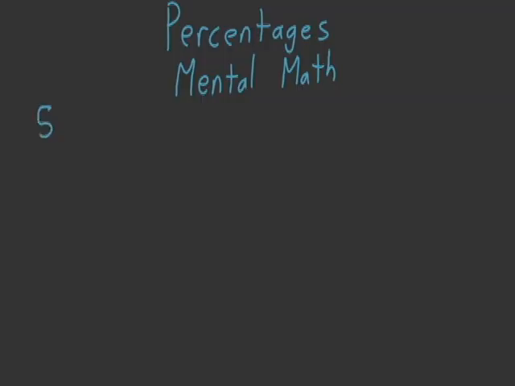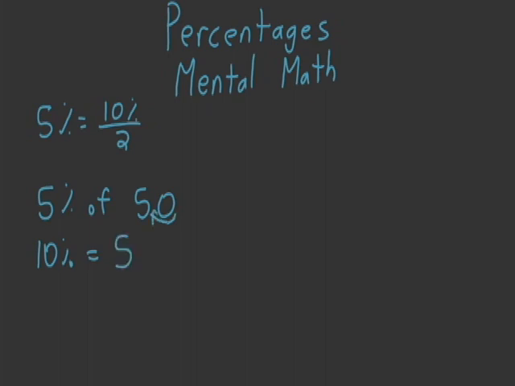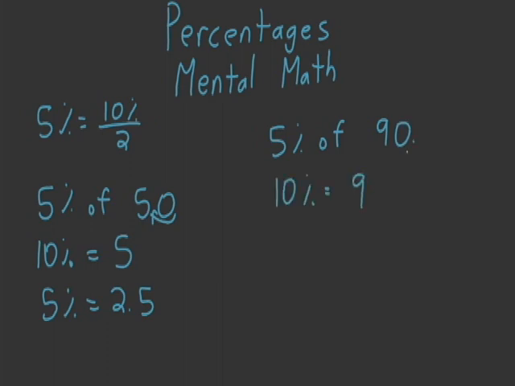So if we want to find 5%, very similar, we go with half of 10%. If we want to find 5% of 50, we find 10%, so move the decimal over one place, which gives us 5, and then we divide that by 2, which ends up giving us 2.5. Another quick example: if we want to find 5% of 90, we find 10%, so we move the decimal place over by 1, we get 9, then we take half of that, and we end up getting 4.5.